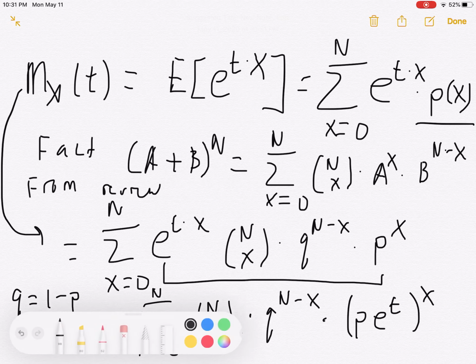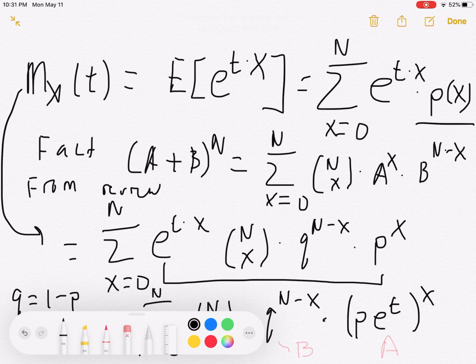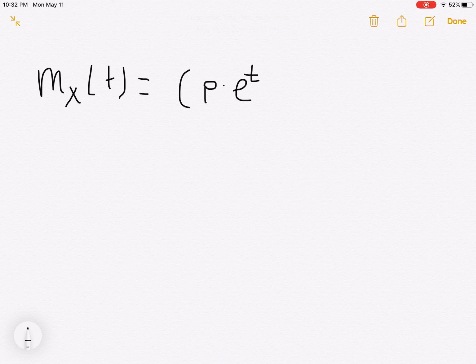Now I think I can go ahead and use the binomial theorem here. That is what I'm going to call a. This is what I'm going to call b. And everything else looks good. So when I use this binomial theorem, I'm going to get this. The binomial theorem is going to say that this is going to be p times e to the t plus q, raised to the nth power.